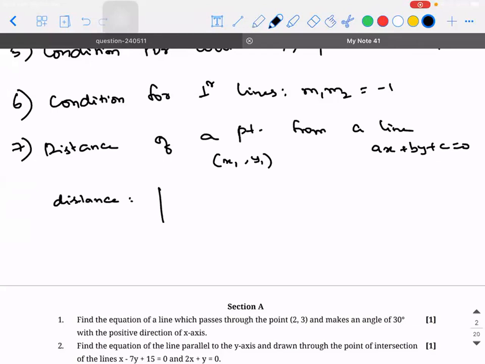Modulus of ax1 plus by1 plus c, divided by root of a square plus b square.